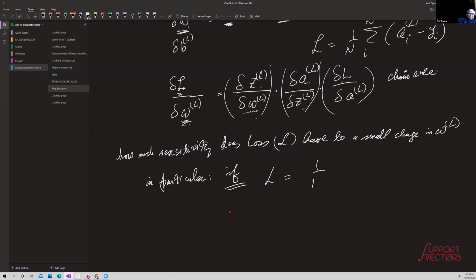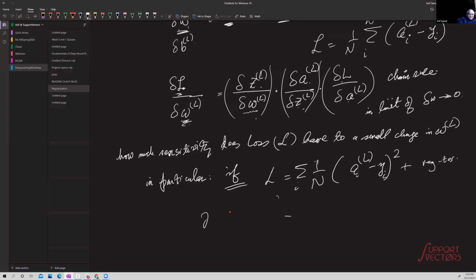L is equal to 1 over n (AL minus y) squared. And, you know, there is an i here and the summation over i and so forth, plus regularization terms. So I'm going to skip some of the notational aspects, right? So now let's look at this. Can I find, by the way, these things in the limit of delta W going to 0, these things become derivatives.